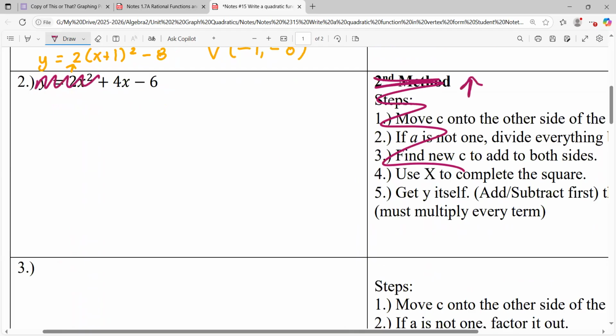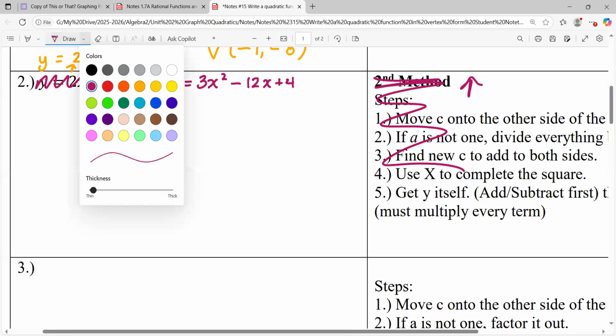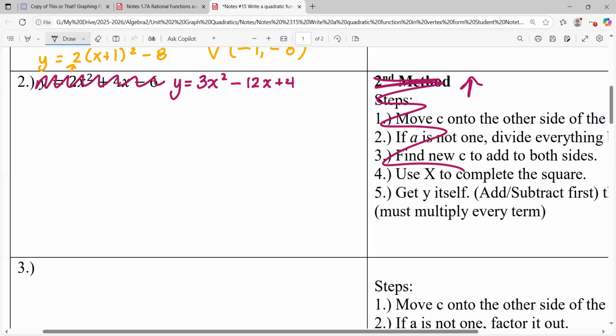This is the same problem, so let's just do a new problem. Okay, so the first step is what? Exactly the same as yesterday. So what are we gonna do? We're gonna get rid of our C. So to get rid of a +4, I'm going to -4 to both sides. I'll write it over here so I have more room.